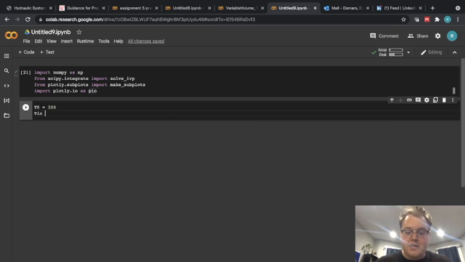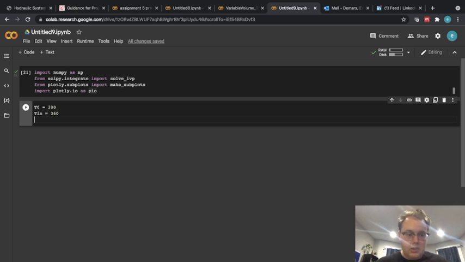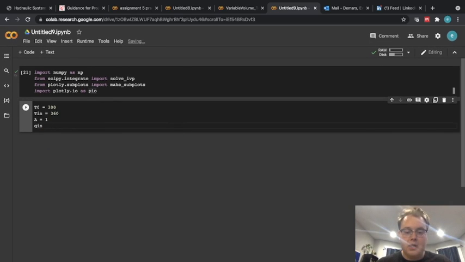I also know that the temperature of the fluid coming into the reactor is a different temperature. It's higher, at 360 degrees Kelvin. So I'm going to say that Tin is 360. I also know that the constant cross-sectional area of the reactor is 1 meter squared. So I'm going to say A for area is equal to 1. And I know that the flow rate coming in, Qin, is 1 meter cubed per second. So that's going to be Qin equal to 1.